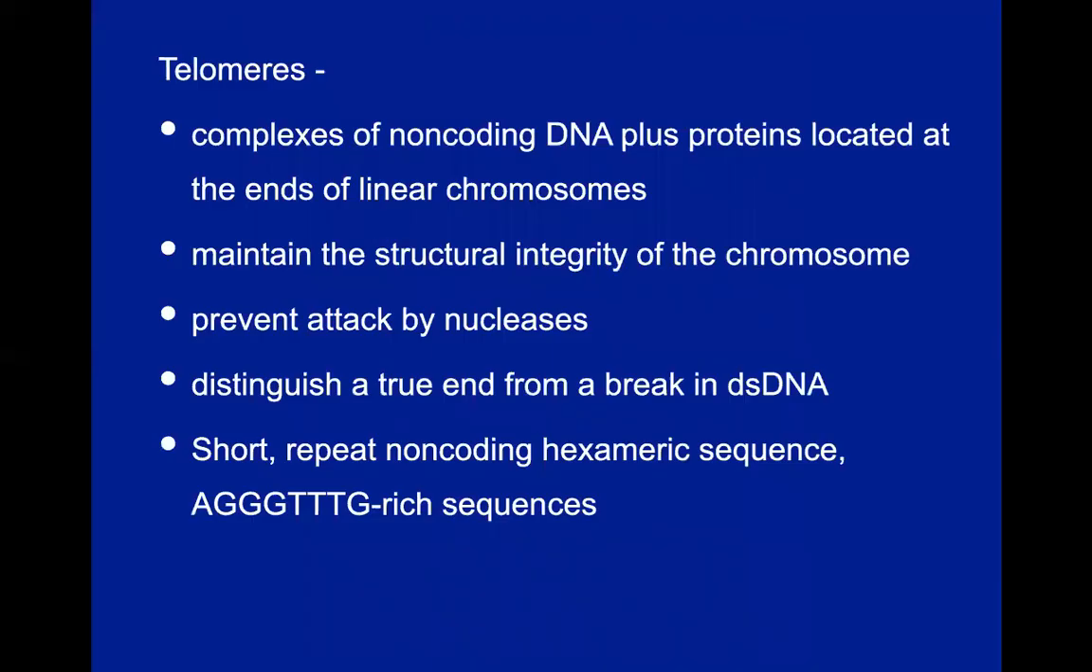So what are telomeres? Telomeres are complexes of non-coding DNA plus proteins which are located at the ends of the linear chromosomes. They maintain the structural integrity of the chromosome. They prevent attack by nucleases. So these are the properties of telomeres. They are short, repeat, non-coding hexameric sequences, GT-rich sequences.